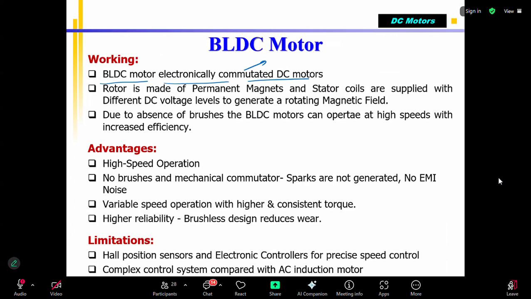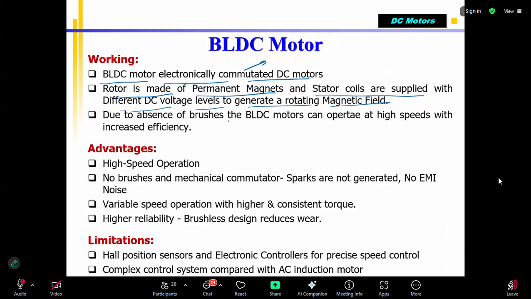Okay. So that is not there. That means that advantage: the rotor is made of permanent magnet. The stator is made with DC voltage to generate a rotating magnetic field. Correct. Because it is a three-phase stator, we supply a square wave, so that a trapezoidal wave is created, current is supplied, and a magnetic field. So that rotating magnetic field attracts the permanent magnet rotor, similar to an induction motor.